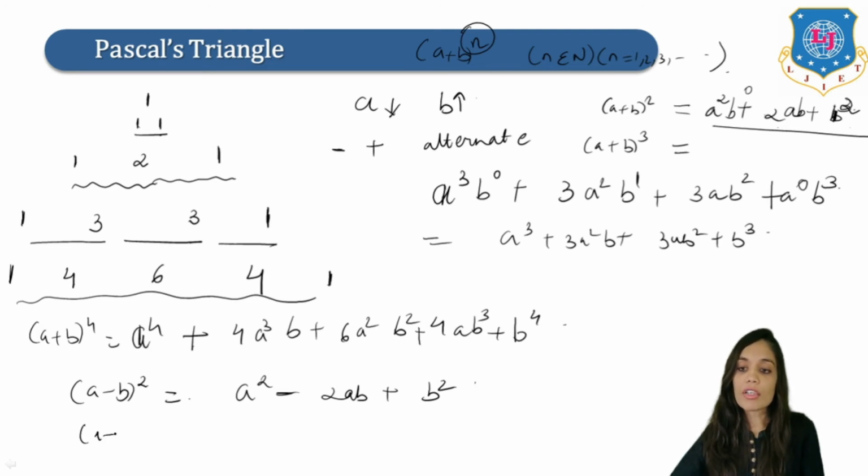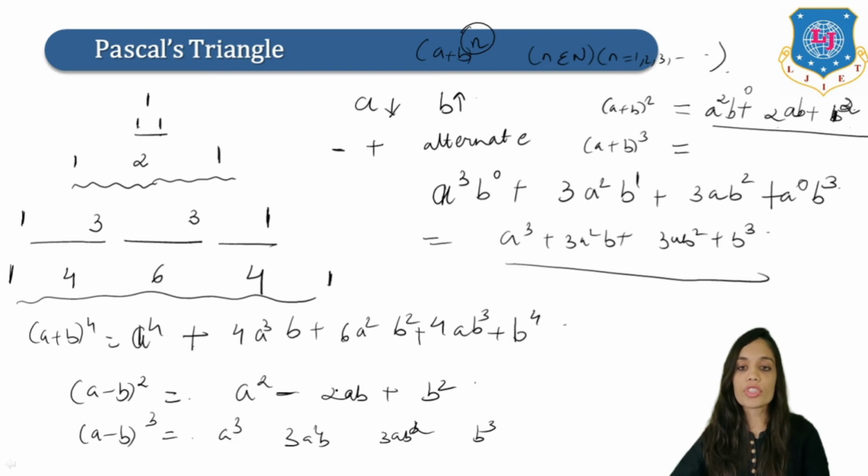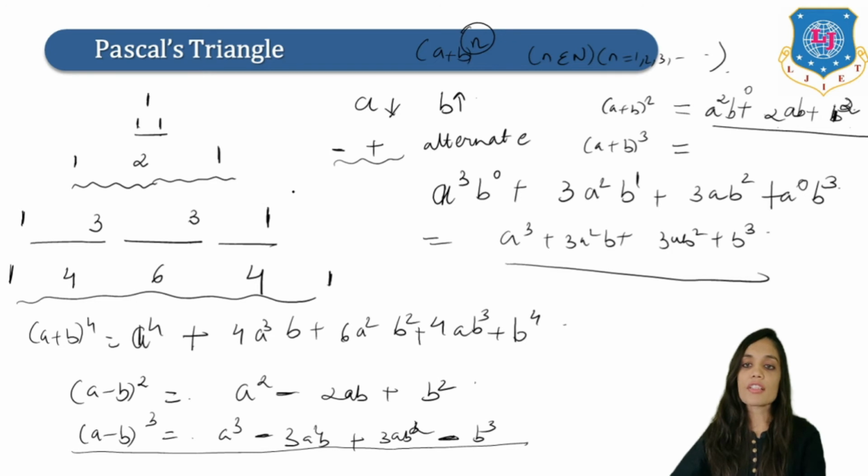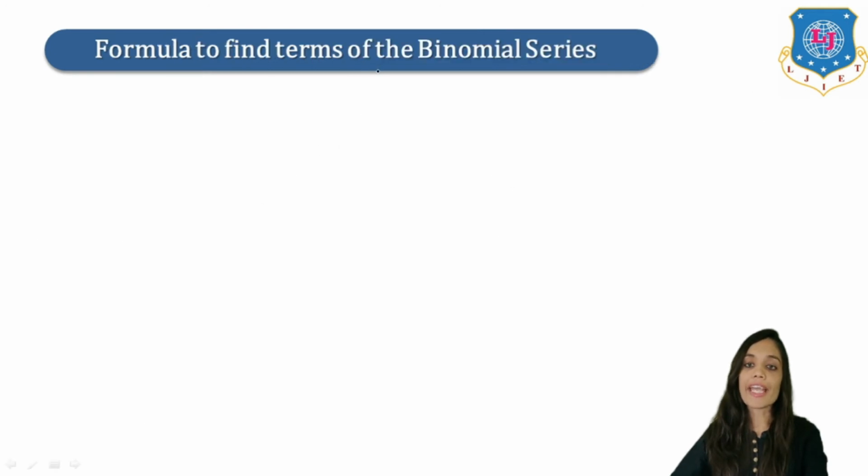Now lastly, we will find the expansion of (a - b) whole cube. So write all these things: a cube, 3a square b, 3ab square and b cube. Just put minus and plus alternately. So minus, plus, minus, and you can see we have obtained the formula of (a - b) whole cube using Pascal's triangle, right?